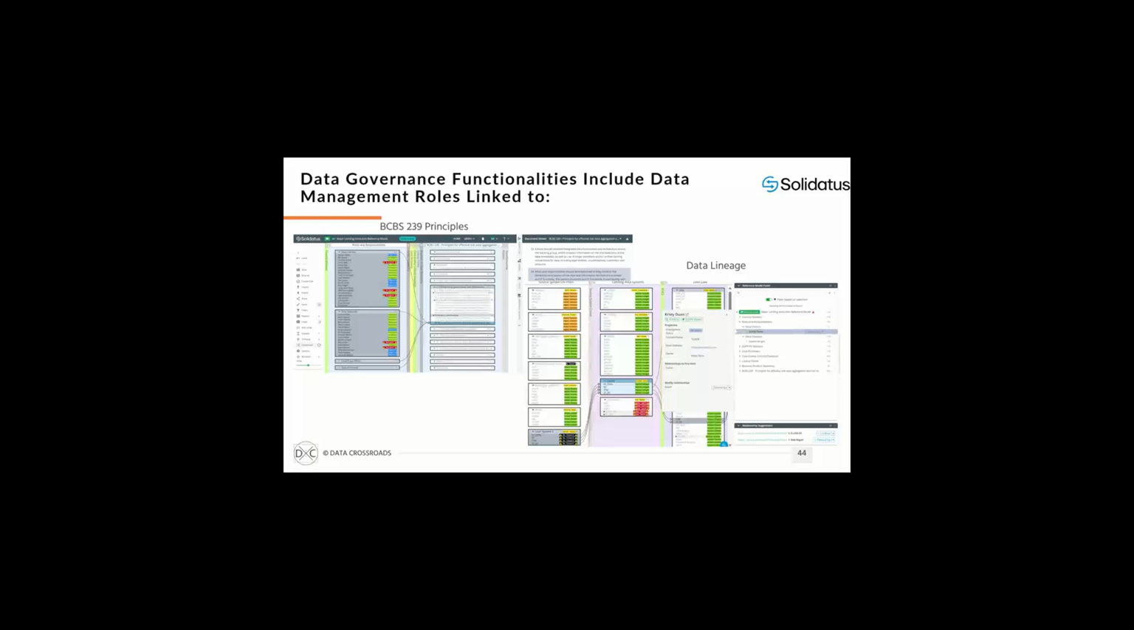Let's take a look at some important functionalities you should consider. Many companies nowadays require data lineage solutions linked to data governance. Multiple data glossaries and semantic models are another example. This functionality, especially multiple data glossaries and semantic models, is very important for companies that are going to implement data mesh or other forms of business domain architecture.